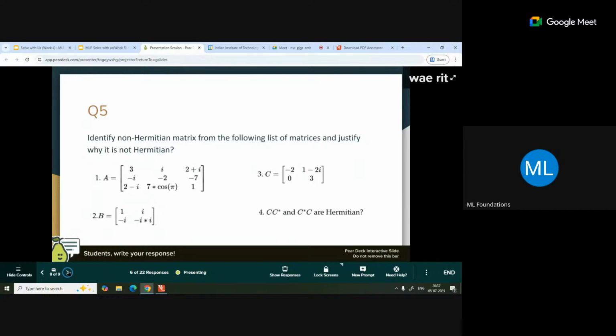Sir, is it MCQ or MSQ? I don't know. Whatever answer you can think of, think of it as MSQ. It says matrix, not matrices. You can think of it as MSQ. Maybe one or two options are possible, like that.